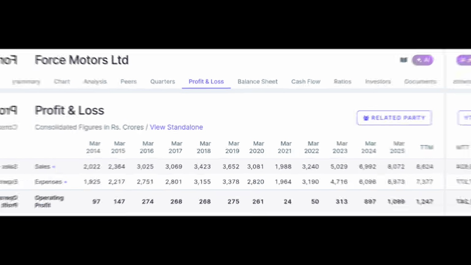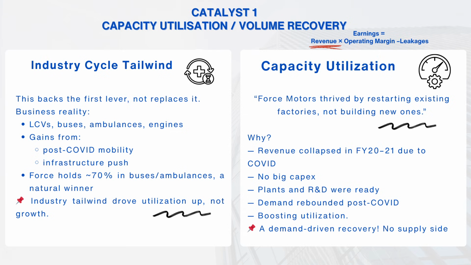So this shows that the industry tailwind created some opportunity for this business, but it did not create earnings on its own, right? It gave the company the initial push, yet it has not created earnings on its own, right? Which brings me to the next catalyst, capacity utilization, where earnings actually come from.